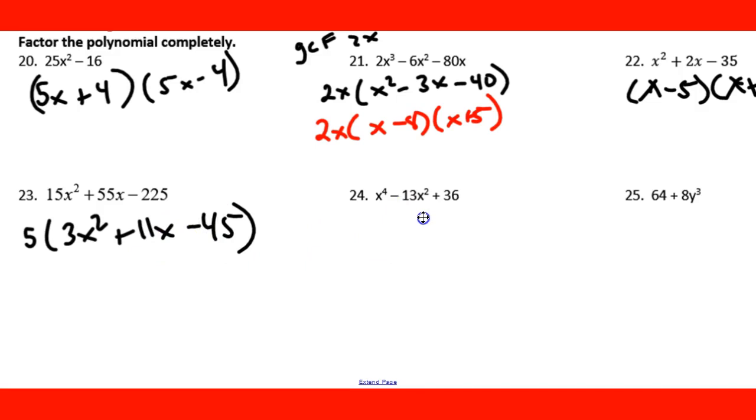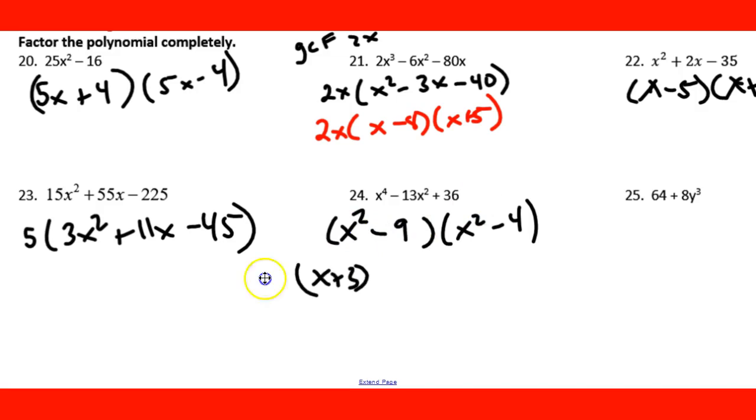Right here, I'm going to factor this. The factors that multiply to give me 36 and add to give me 13 give us x squared minus 9 and x squared minus 4. Both of these are the difference of two squares. This one is going to be x plus 3, x minus 3, and this one is going to be x plus 2 and x minus 2. Okay, so there you go.